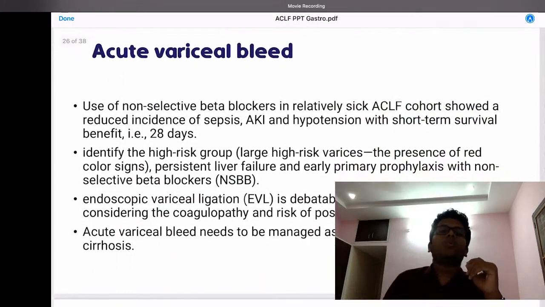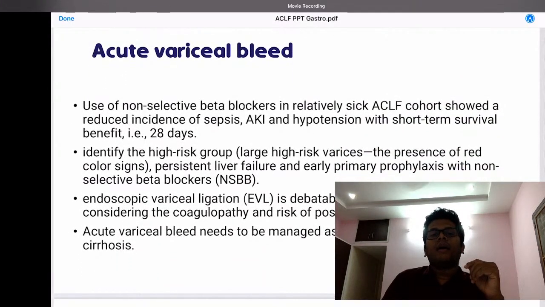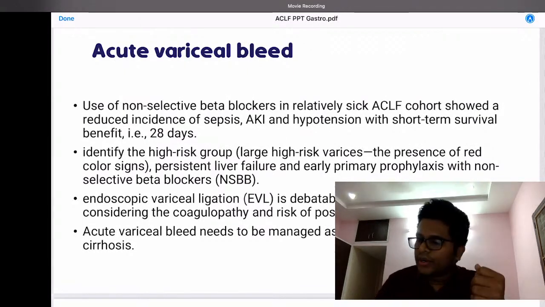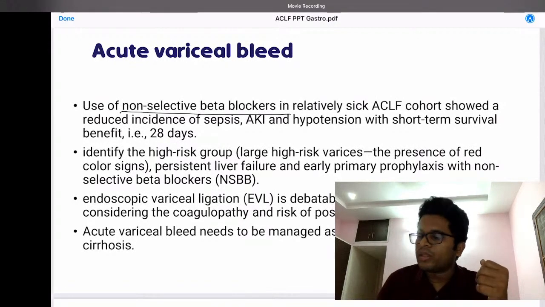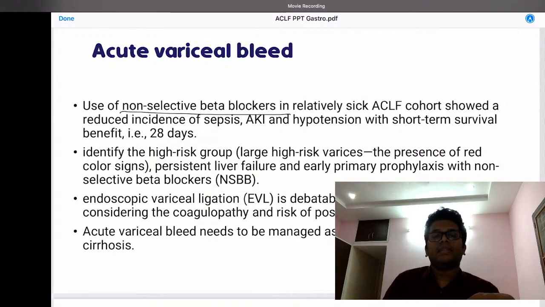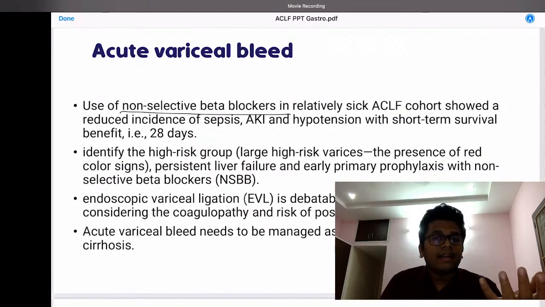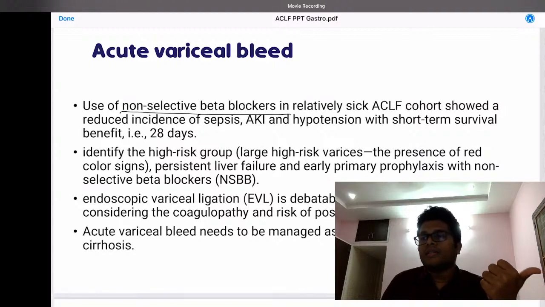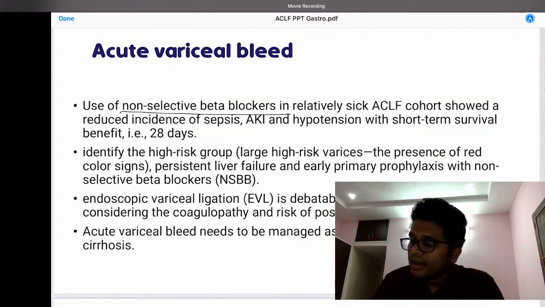Now, if there is acute variceal bleed, use of non-selective beta blockers in a relatively sick ACLF patient has shown a reduced incidence of sepsis, AKI, hypotension with short-term survival benefit according to a few studies. So you might be wondering, beta blockers in a patient with hypotension? But actually in this particular setting, it has shown some improvement according to a few studies. We should be able to identify high-risk groups, like those with large high-risk varices, presence of red color sign, and others like persistent liver failure, or early primary prophylaxis with NSBB can also be considered.